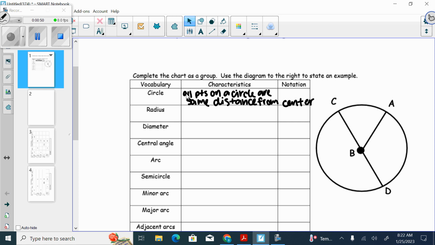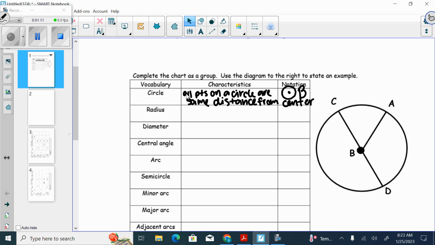Okay, so for this figure here, what would be the center of this circle? B. So the name of this circle would be circle B, right? And for the notation, remember we just have that symbol for circle followed by the letter.